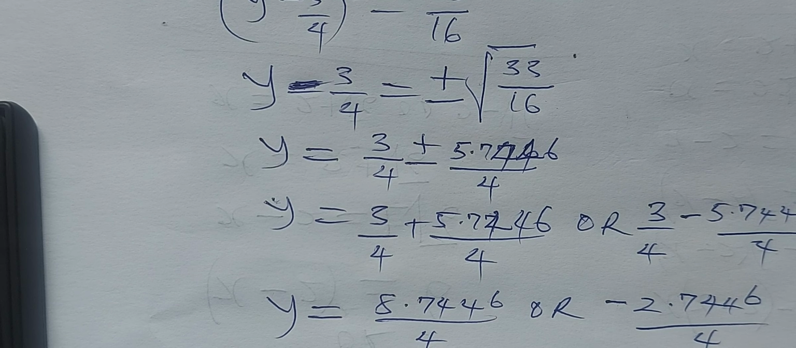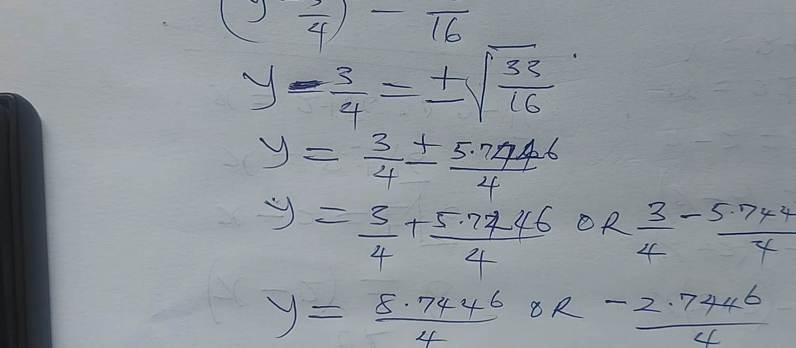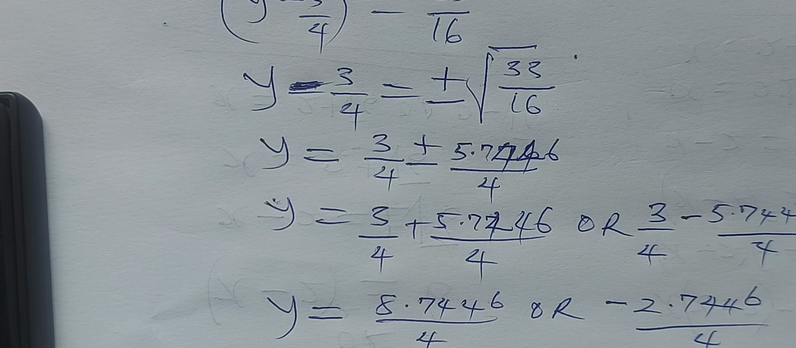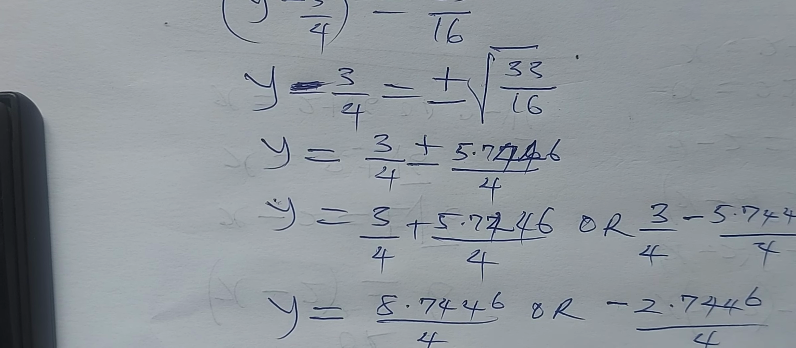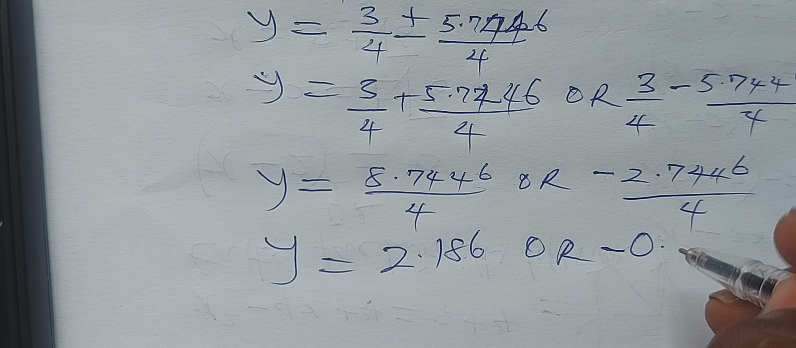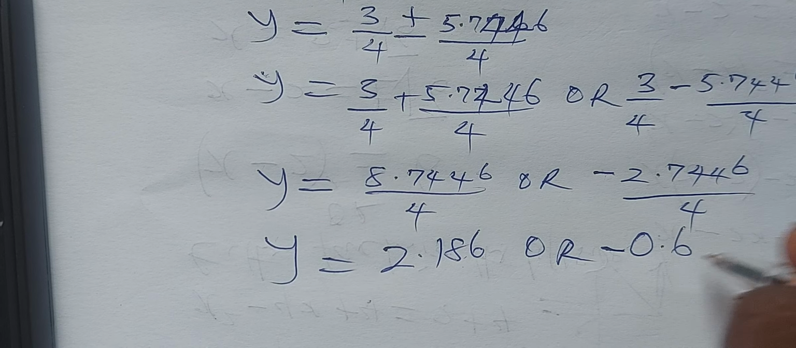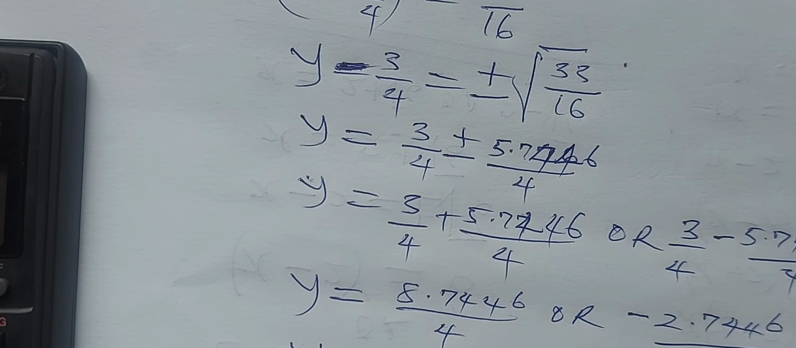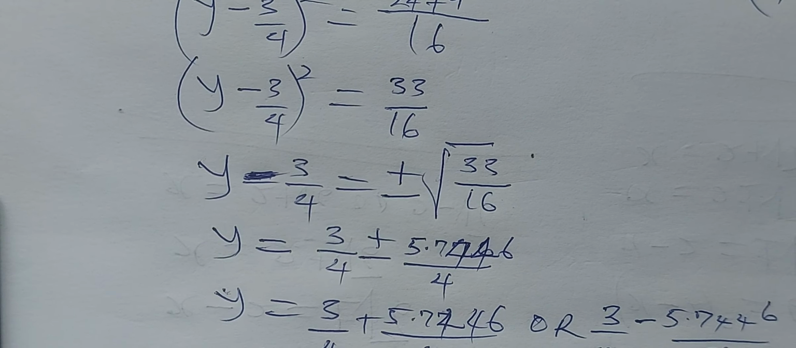If you divide it, you have 8.7446 divided by 4, you have 2.186, or you divide this, you have minus 0.686. This is your answer. Go through it, go over it one by one, play it again, and you know that it's simple.